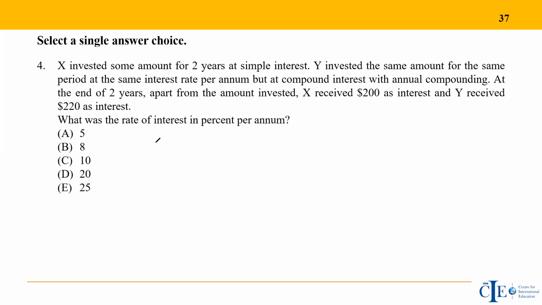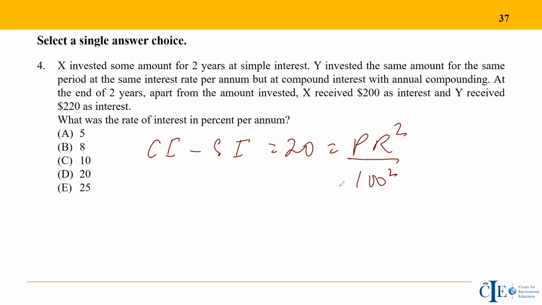So what you can see here, the difference between CI and SI is 220 minus 200, which is 20. And we don't know the principal, and we don't know the rate of interest, although we know the difference. So how do we work it out? That is given as PR square over 100 square, right? So here we have actually two unknowns. We don't know P and we don't know R.